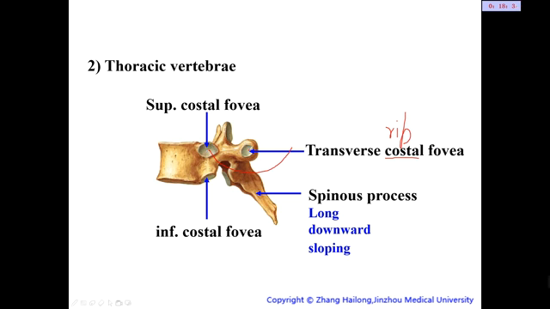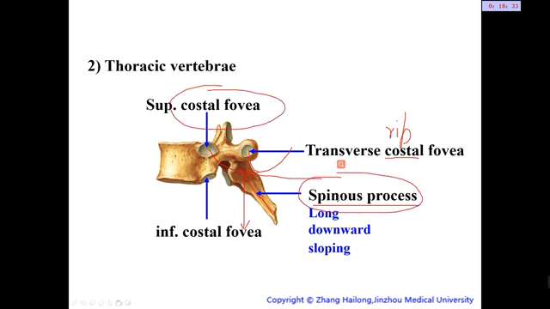There is another structure connected with the rib also. And the spinous process of the thoracic vertebrae is very long. You see, it's very long, and goes backwards and downwards. It's sloping, not going directly backward, not going directly downward. Okay. There is the costal fovea, and these are the structural characters of the thoracic vertebrae.